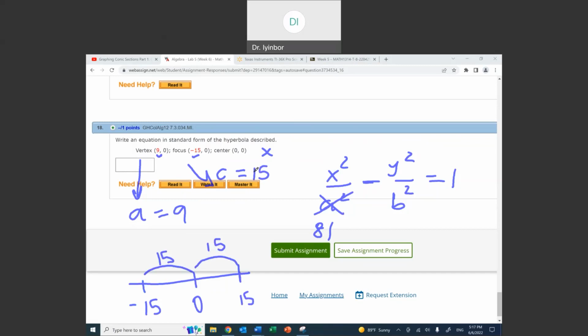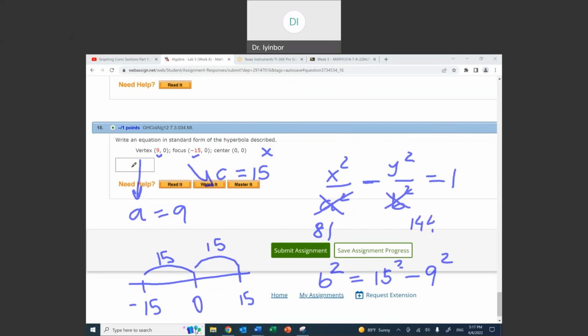Then you're going to use the formula B squared is C squared minus A squared, which is 15 squared minus 9 squared. You can use a calculator and get the answer. 225 minus 81 is 144. And that's what you should put here.